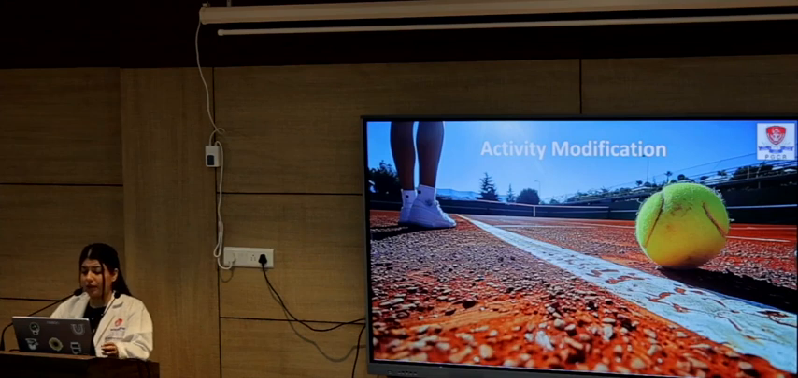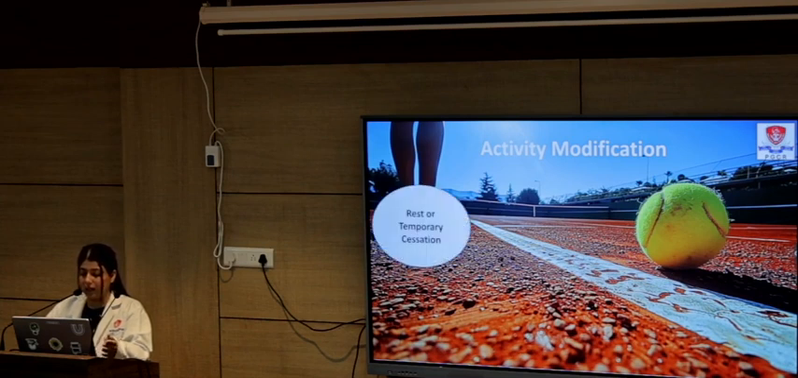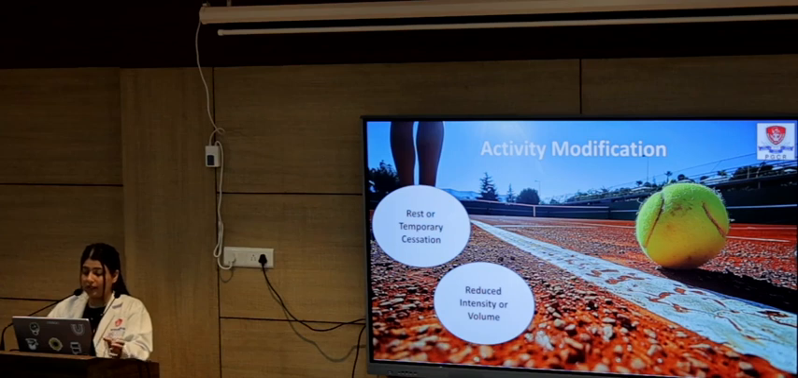Activity modification is a fundamental component of sports injury management. It is aimed at allowing healing while maintaining overall physical activity level. In some cases, this means complete rest, which is temporary cessation of the aggravating activity, such as stopping the running and jumping part, which aggravates the pain, for a defined period. More commonly, it involves reducing the intensity, frequency, or volume of activity, such as training at 50% effort.